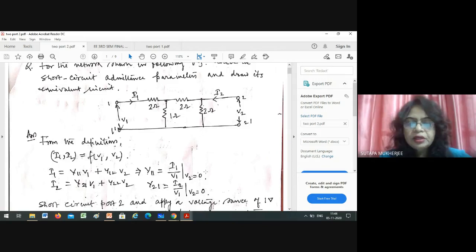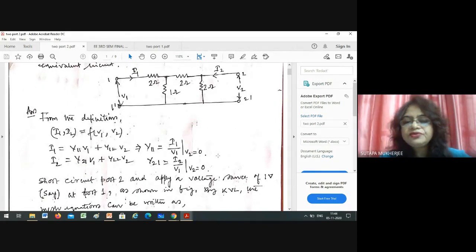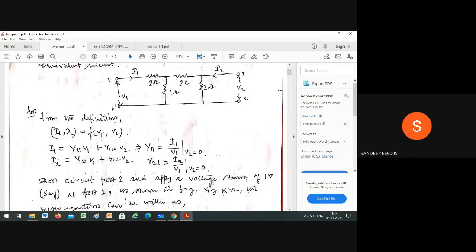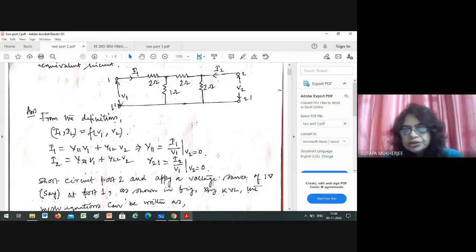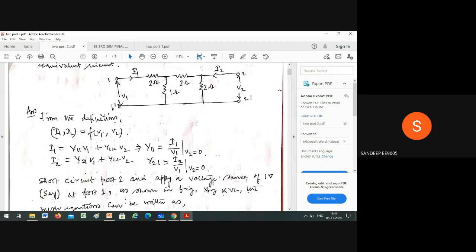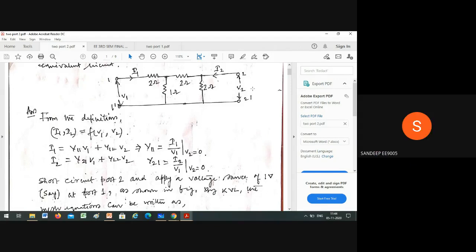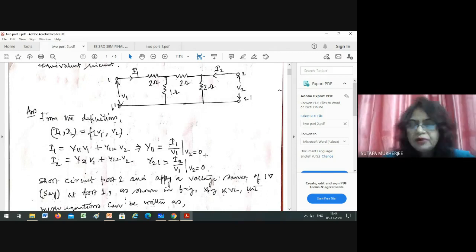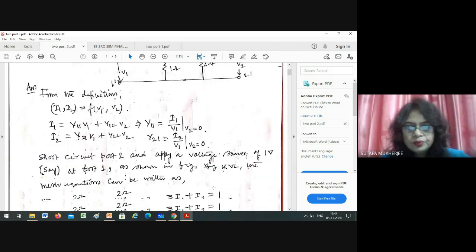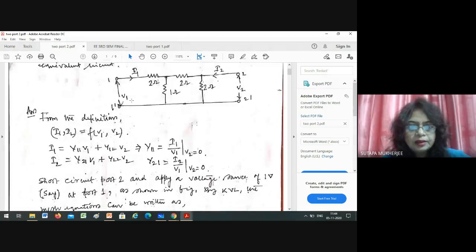So if you want V2 equal to 0, what do we have to do? V2 equal to 0 means what do I have to do? Short circuit, ma'am. Short it, right? V2 means port number 2, and port 2 will be shorted. And in case of open circuit, you have to open the circuit to make the current 0. To make current 0 you have to open, and to make voltage 0 you have to short it. So port 2 will be shorted and apply a voltage source of 1 volt in port 1.